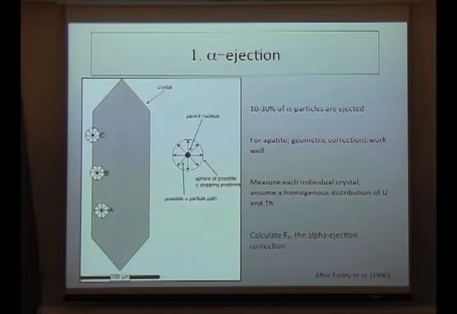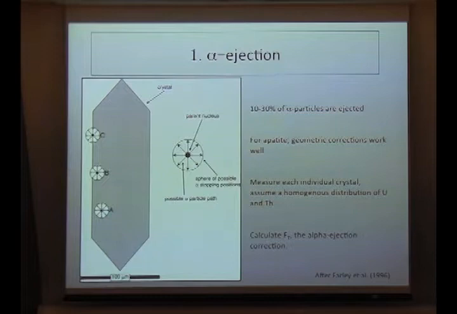We have to assume things like the uranium and thorium are homogeneously distributed. That's fine. But we can calculate this value here, FT, which is the symbol we use to denote the alpha ejection correction. And again, this can be fairly substantial. I mean, 10 to 30% of your daughter product is huge. That's an enormous amount. It is something that you definitely need to take into consideration. This is, again, standard protocol, and I'll talk a little bit about some of the problems associated with these assumptions in a few slides.